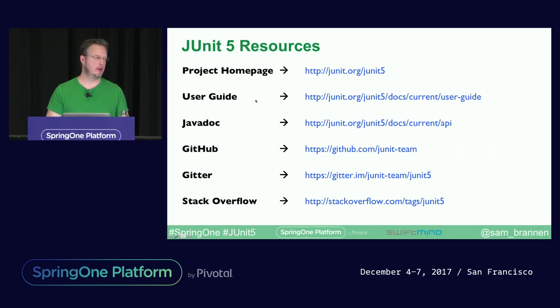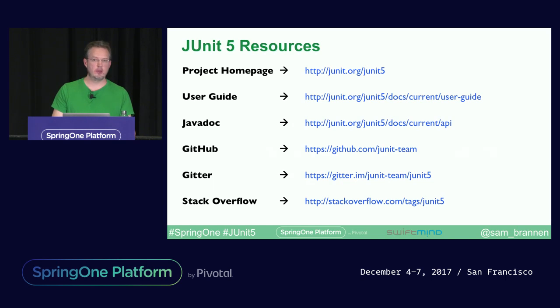So in closing, if you check out the slides later on, I have links to various resources for JUnit 5, right? The homepage, junit.org/junit5, the user guide, pretty thorough. I recommend you actually check that out. Actually read through it. It's not too long, but lots of information there. Lots of examples. All the examples actually work. They're compiled and tested along with the build.